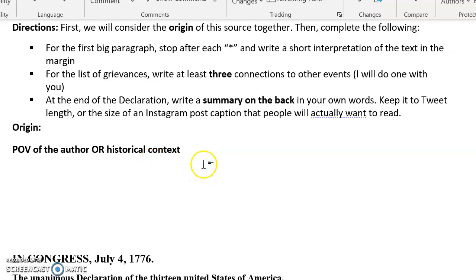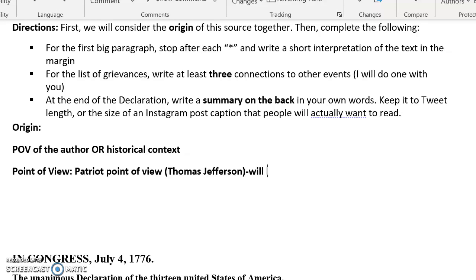Okay, so I'm going to do point of view. This is obviously from a patriot point of view, okay? It's Thomas Jefferson, which is great that we know that, but we want to think about why does that matter? So why is that significant? So we'll likely make the British actions seem really bad. Okay, it doesn't mean they weren't bad. It just means that that's probably how they're going to be portraying them. So keep that in mind. This is not a loyalist point of view.